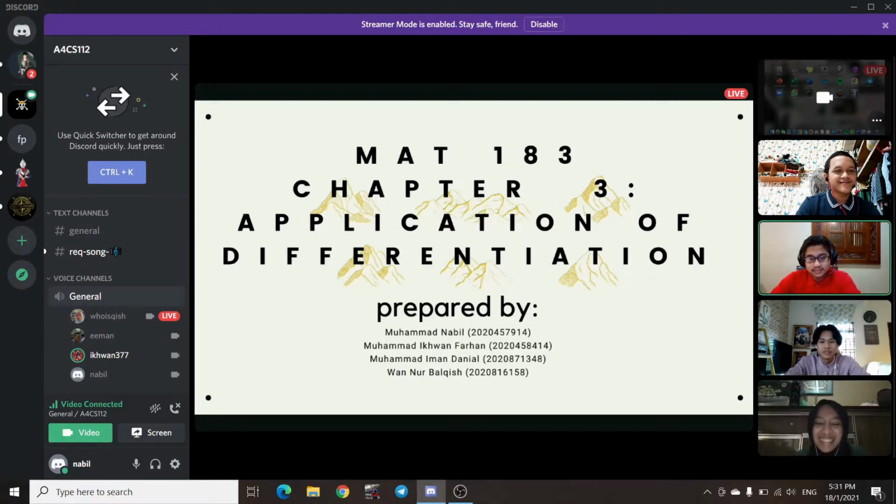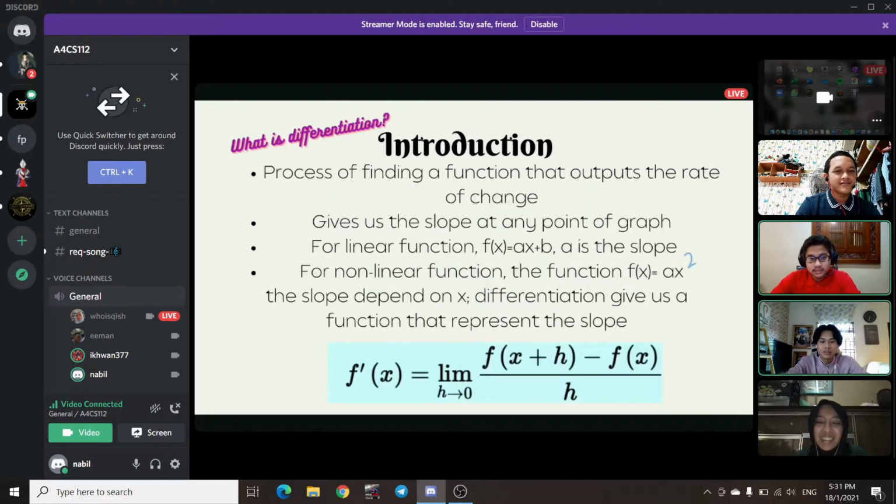Without further ado, I will talk about the introduction of differentiation. What is differentiation? Differentiation is a process of finding a function that outputs the rate of change. It also gives us the slope at any point of the graph.